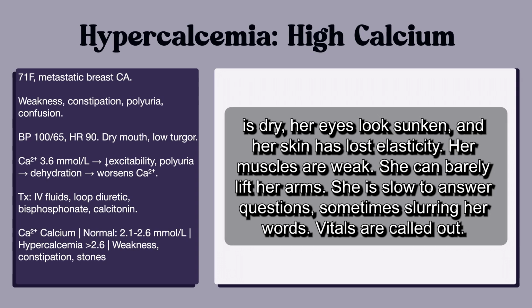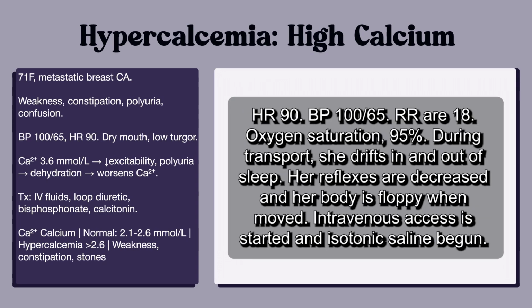Vitals are called out. Heart rate is 90. Blood pressure is 100/65. Respirations are 18. Oxygen saturation 95%. During transport, she drifts in and out of sleep. Her reflexes are decreased, and her body is floppy when moved. Intravenous access is started, and isotonic saline begun.